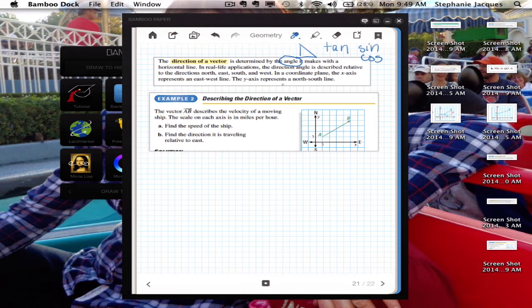The y-axis represents that north-south line. Okay, so let's look at a real-life example. The vector AB describes the velocity of a moving ship. So it's saying where it's going and how fast. The scale on each axis is in miles per hour. So what we'll do here is, for A, it says find the speed. When you're finding speed, really that's just your magnitude. So we would use that distance formula.